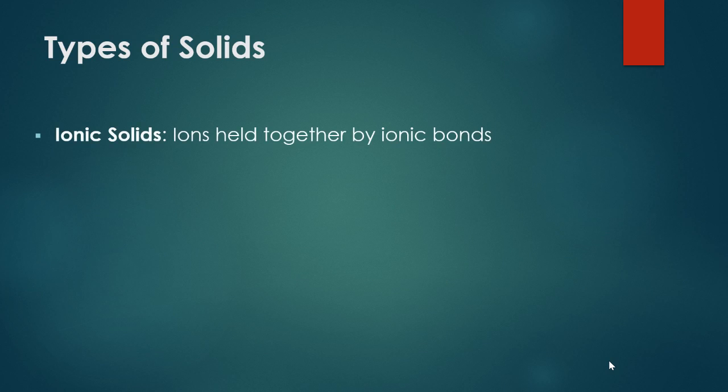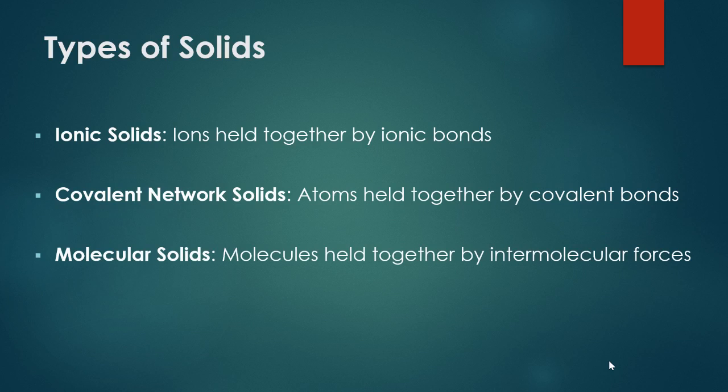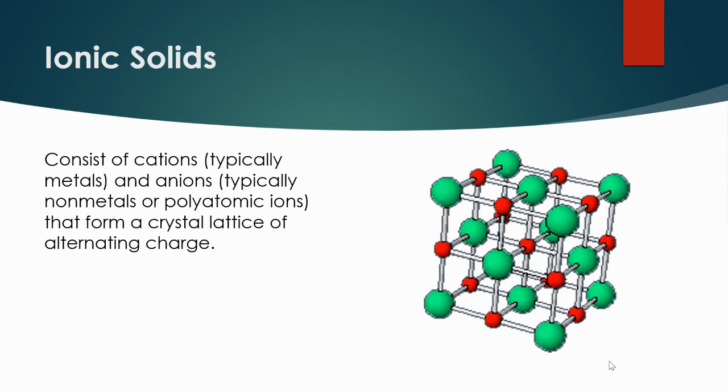Ionic solids, in which ions are held together by ionic bonds. Covalent network solids, where all the atoms are held together by covalent bonds. Molecular solids, where you have individual molecules that are weakly held together by intermolecular forces, and metallic solids, which have atoms that are held together by a sea of delocalized electrons. So let's dive into each type of these. First of all, ionic solids.